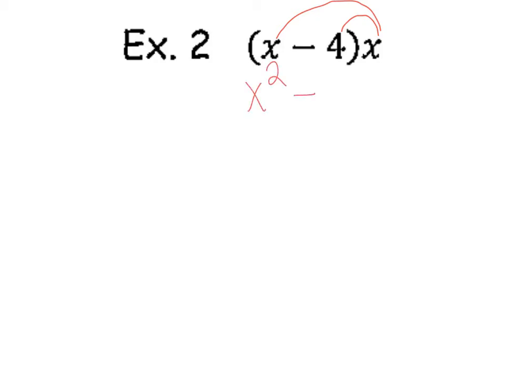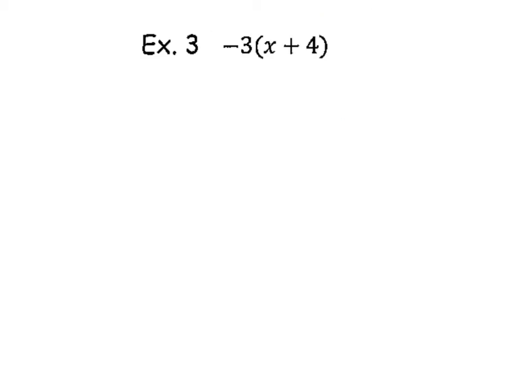Put the subtraction sign in the middle. x times 4. I'm never going to say x4. It's always the number first and then the variable, 4x. Okay? x squared looks different than 4x. I'm not going to combine them. I'm going to leave them separate.